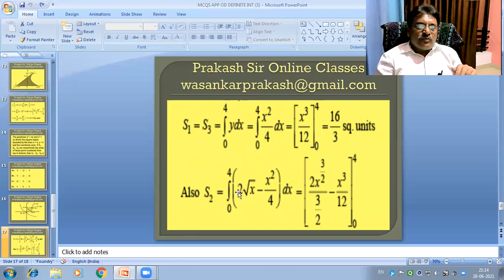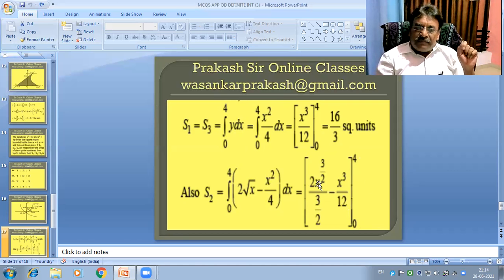So here 2 as it is, under root x to the power half. Use here the formula: integration of x to the power n into dx is x to the power n plus 1 upon n plus 1. Similarly, x to the power half plus 1 gives x to the power 3 by 2 upon 3 by 2. Minus here this 1 by 4 as it is, x cubed by 3, and 4 into 3 is 12. So x cubed by 12 within limit 0 to 4. Then upper limit minus lower limit. First we put the upper limit. If we put the lower limit, then we get 0.